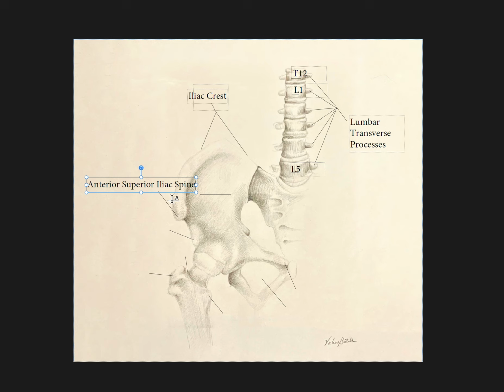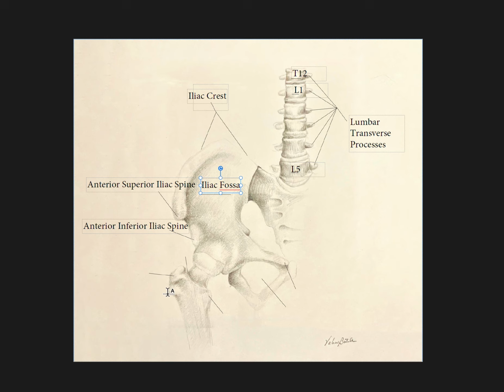Likewise, we have another spine that is directly inferior to that one right here. The name is going to be very similar. It's only going to be one word that changes. So we have anterior inferior iliac spine, also known as the AIIS. Then over here on the bone of the ilium itself, we have this shallow depression on the anterior face of this bone. This right here we call the iliac fossa. That's your iliac fossa.